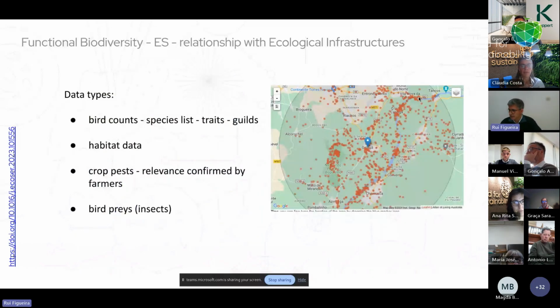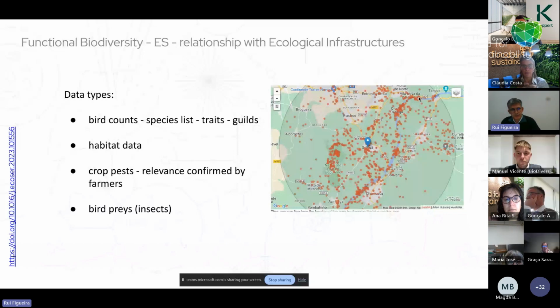And if we look at the details of the study, then we can see that we had very different types of data. And we need all of this to be able to develop the study. So we need to identify birds and the count of birds, how many individuals are in the area, the list of bird species, their traits, and by combining those counts with the species we can identify and the use of the ecosystem, we can identify different guilds of birds.